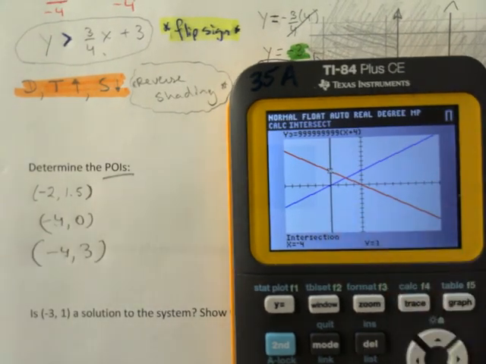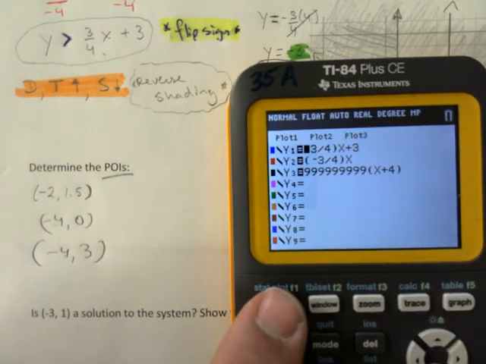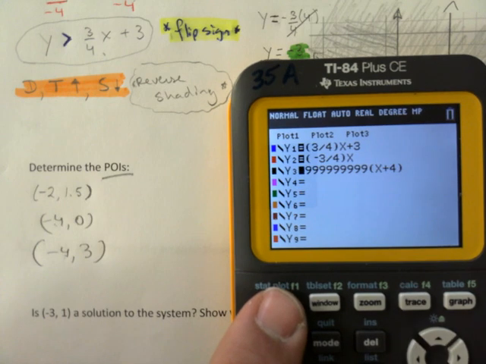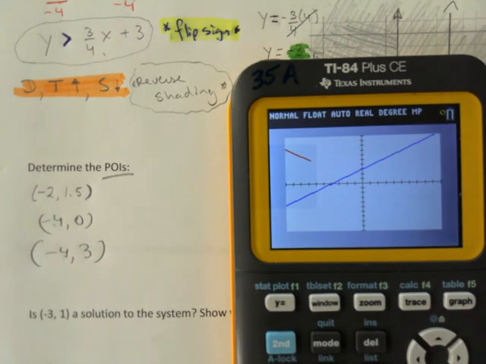Let's say you're like, I can't handle 3 lines, right? Just go ahead, turn off one of them, and just find the one intersection, then turn on the other 2 you're interested in, and so forth. Just loop through it like that.